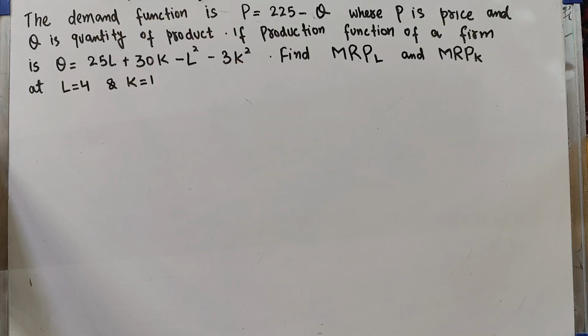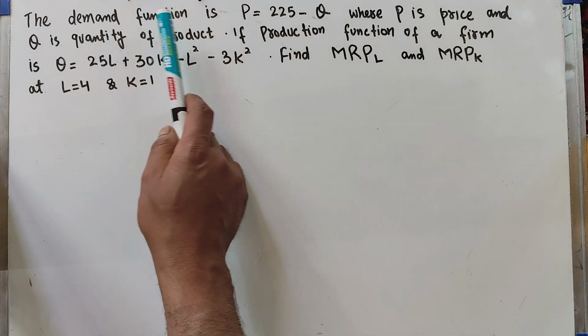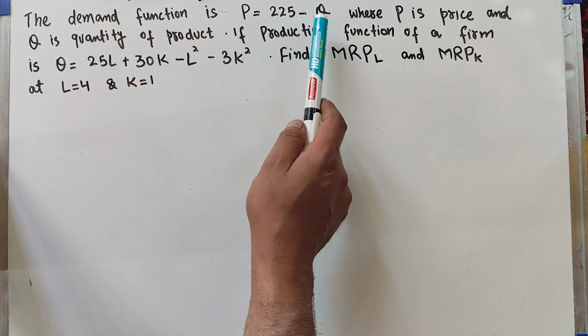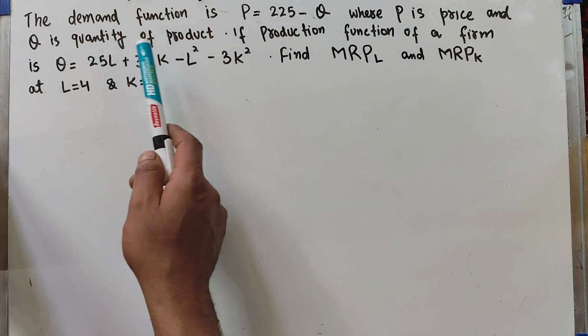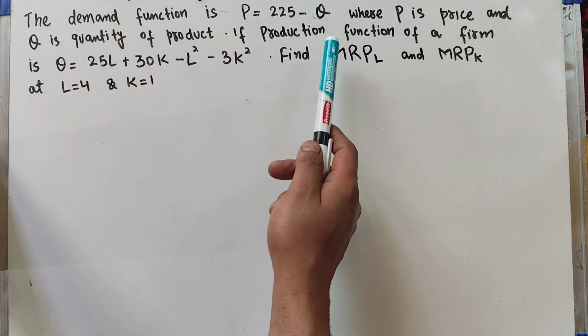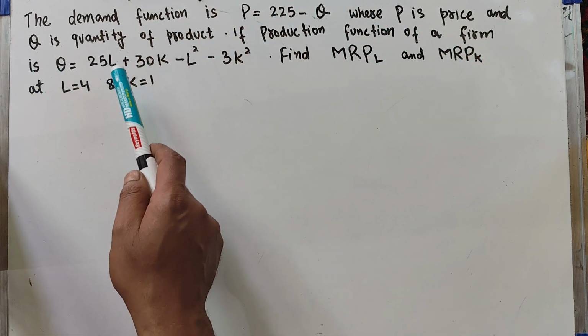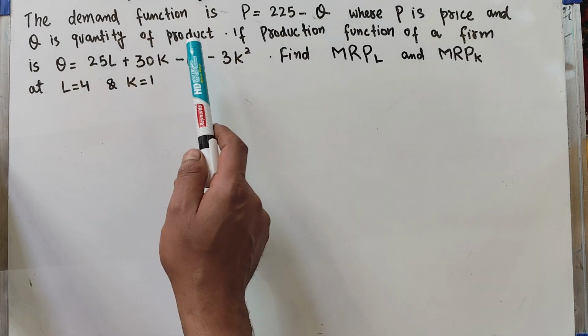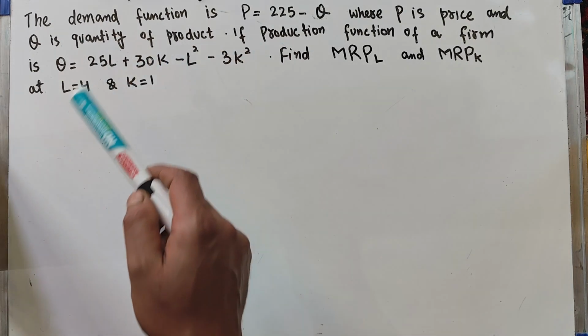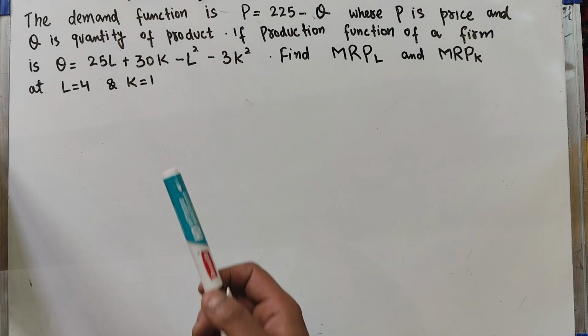In this video, we will learn how to find out the marginal revenue product of labor and capital from the given demand and the production function. The question is, the demand function is P is equal to 225 minus Q, where P is the price and Q is the quantity of product. If the production function of a firm is given as Q is equal to 25L plus 30K minus L square minus 3K square, L and K denote the units of labor and capital here.